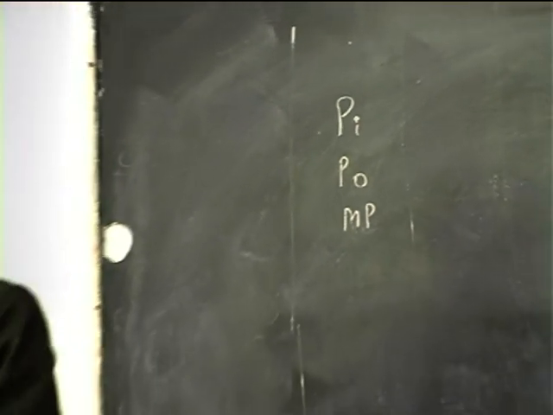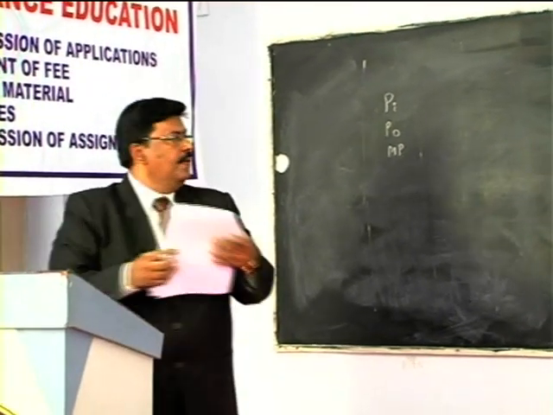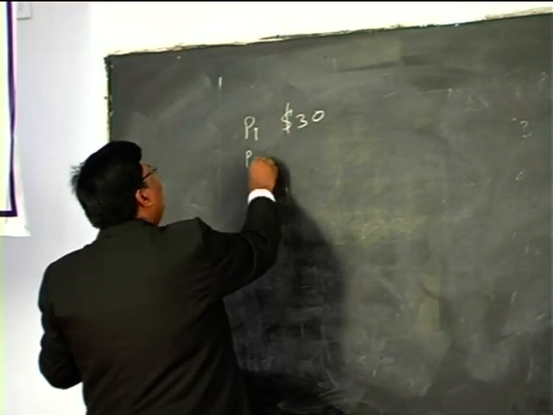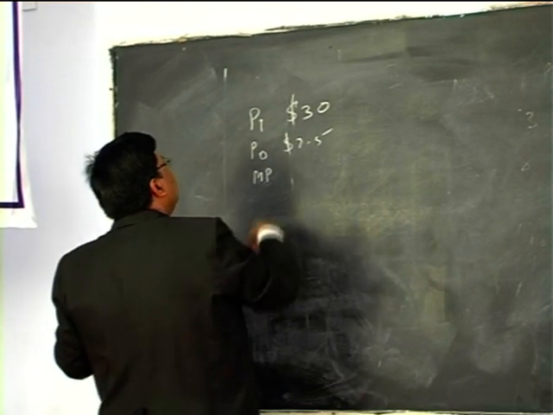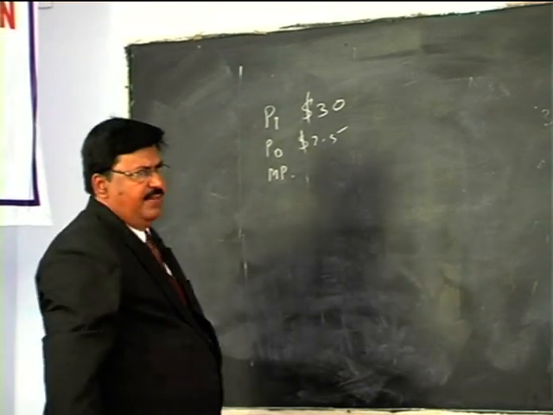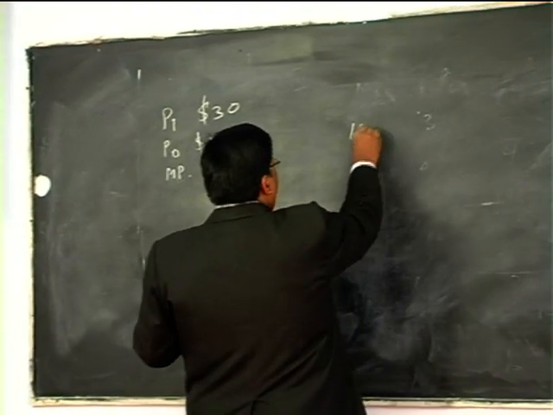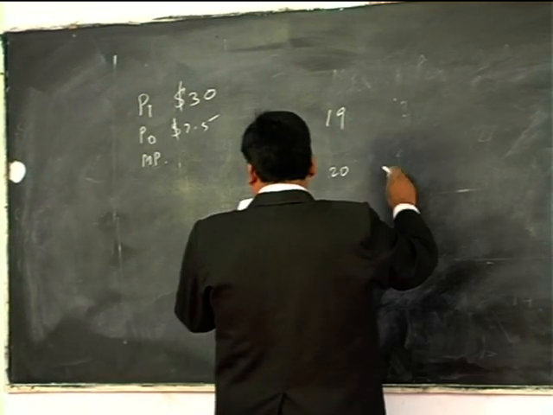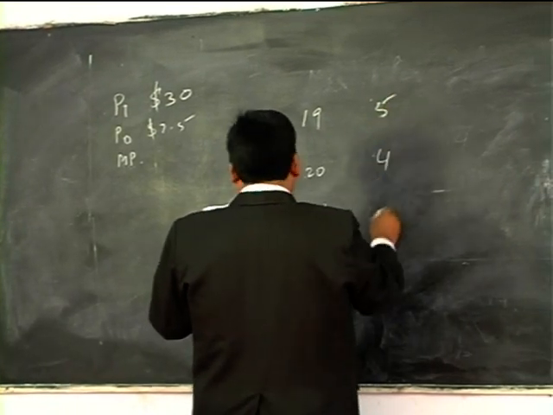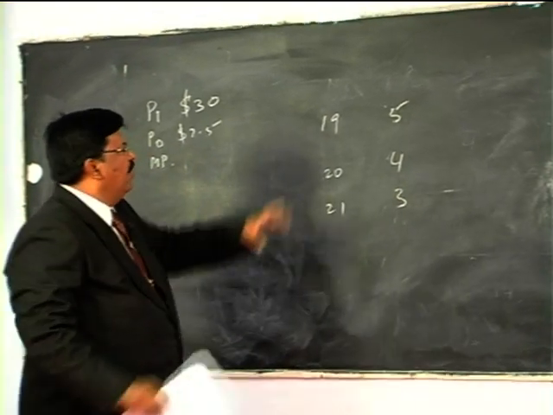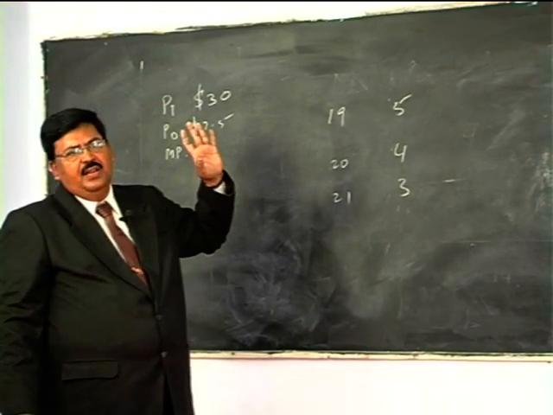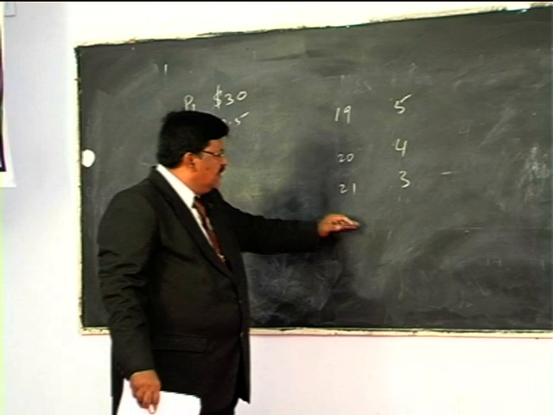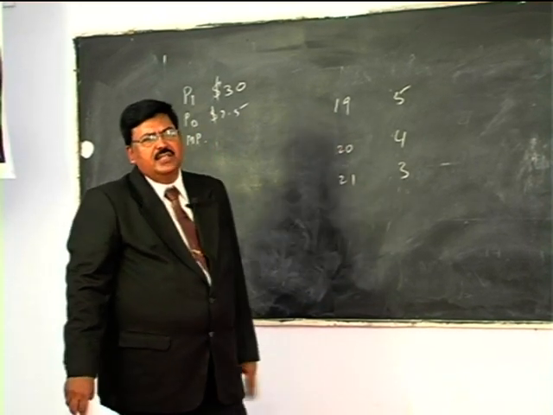For example, let us see the example. Price of input is $30 per day, price of output is 7.5 per unit, and marginal productivities are given. The number of workers, say 19, 20, 21. Suppose the 19th worker's contribution is 5 tons, then 4 tons, 3 tons. We have taken a part of the second stage. We have eliminated stage 3 and we have not taken stage 1. And in stage 2 also, the extreme up to 0 we have not taken. A part of stage 2 is taken.